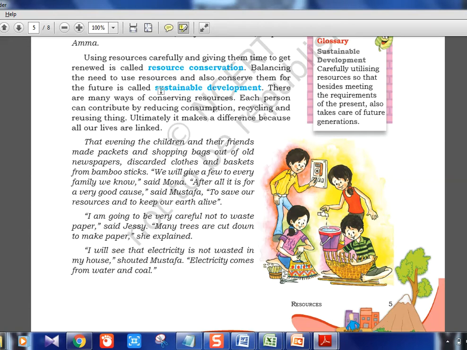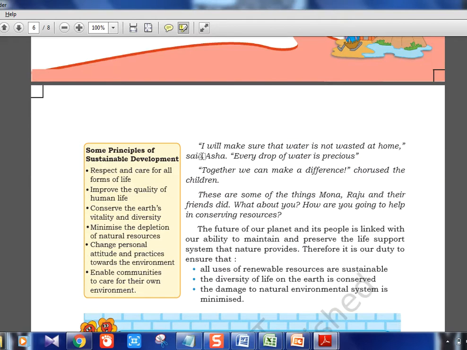Again, about sustainable development, UPSC keeps on asking questions about it. The SDGs are there now, sustainable development goals. So basically it means carefully utilizing the resources so that besides meeting the requirements of the present, it also takes care of future generations. This is what we learn in current affairs also. We can use resources, but make sure that they are available for the future also. So that is sustainable development, for leaving something for the next generation.